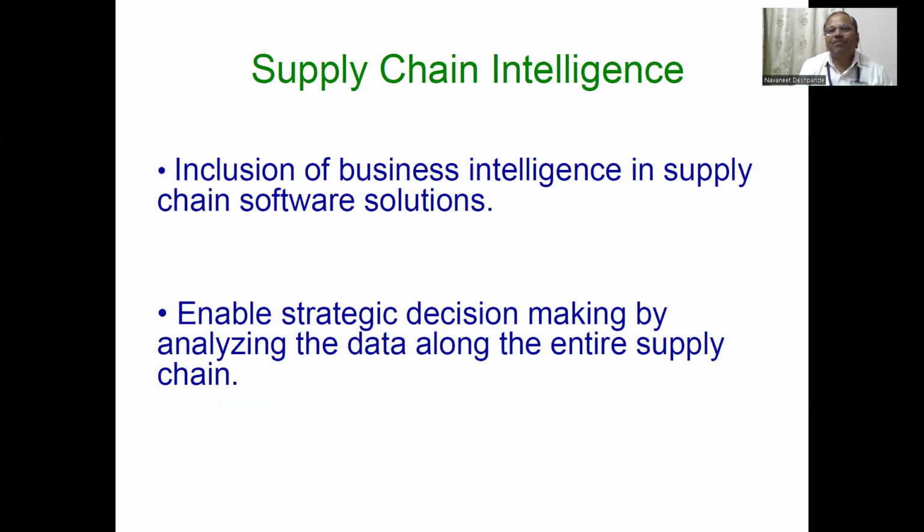Now, there's another important component of this, which is supply chain intelligence. The inclusion of business intelligence, the BI, in supply chain software solutions is what we call supply chain intelligence. It involves enabling strategic decision making by analyzing the data along the entire supply chain.